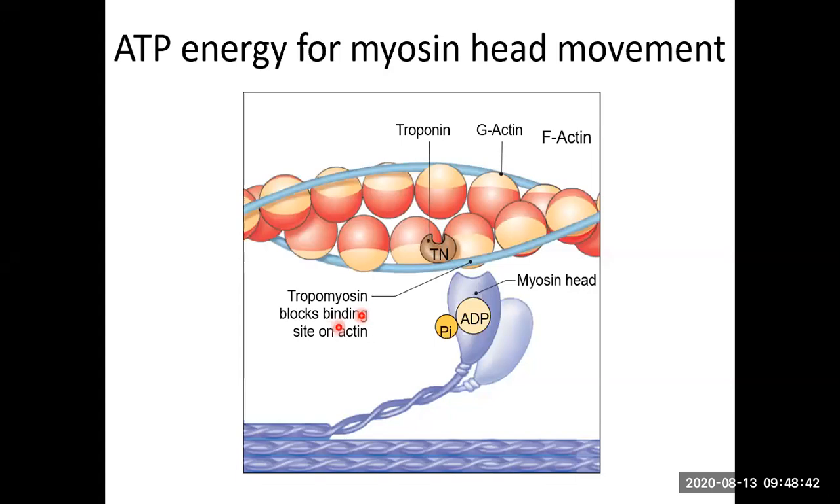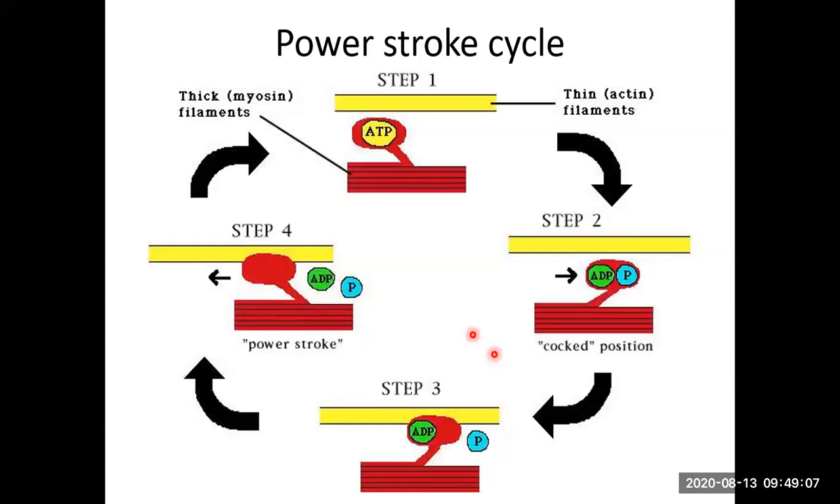All right, so the ATP will become ADP, releasing a phosphate, and the release of the phosphate uses that chemical energy to move the myosin head. This process is called the power stroke cycle. Moving the myosin head one time is called a power stroke.